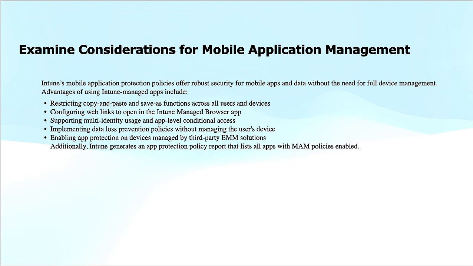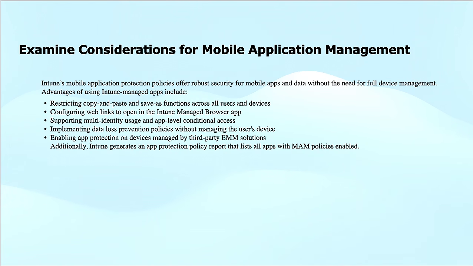Intune mobile application protection policies provide strong security for mobile applications and the data without needing to manage the entire device. These policies allow you to protect the corporate data while ensuring a seamless user experience. The key benefits of using the Intune managed applications are restricting copy and paste and save as functions. It prevents the sensitive data from being copied or saved outside of the managed applications. It protects the company data from unauthorized sharing. This applies to all users and all the devices.